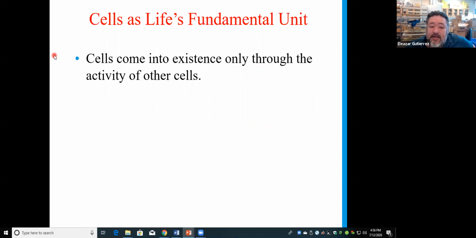This is again a concept that we're addressing from last chapter. Cells come into existence only through activity of other cells. If you remember, this is a definition of life. Life begets life. So this is an important concept, and our author likes to reiterate it.